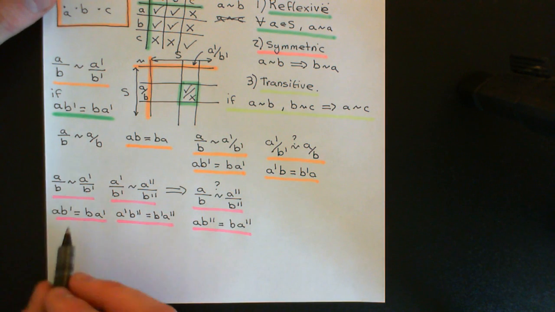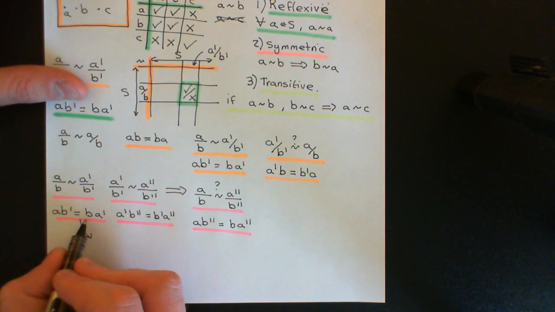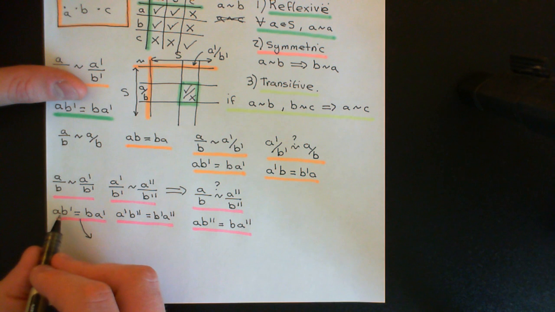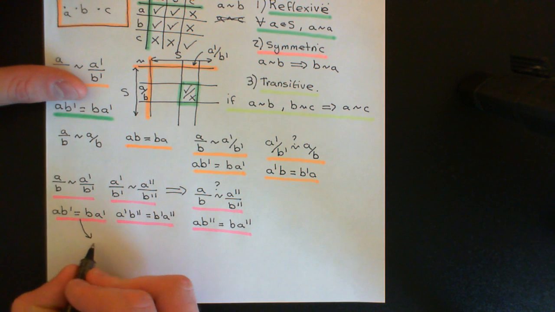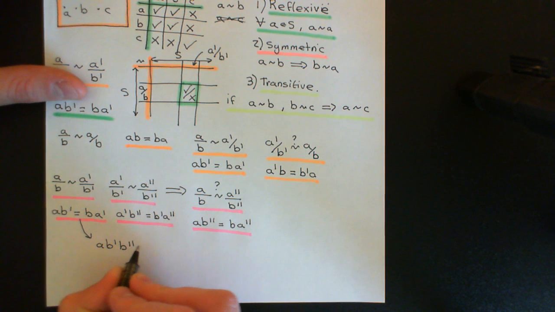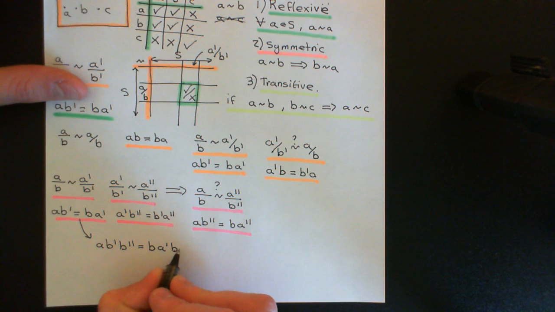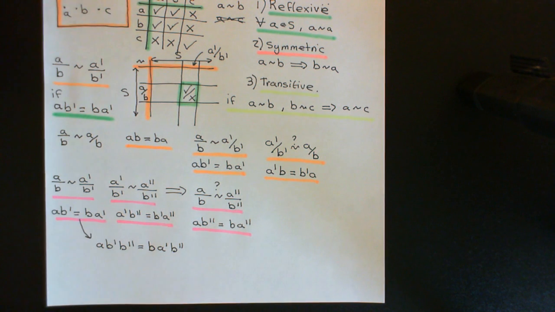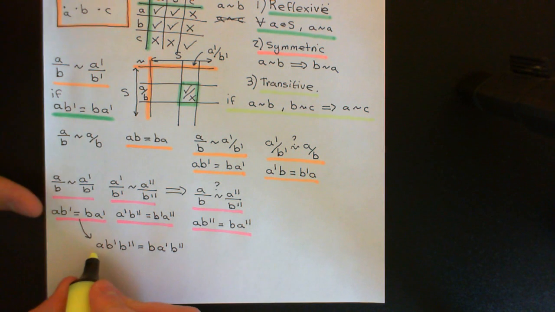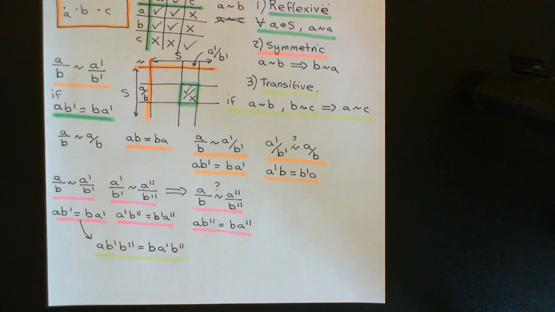What we're going to do is take this relation here. Now if this relationship is true, I can multiply both sides by, let's say, b double prime. So if this is true, it's also true that a times b prime times b double prime is equal to b times a prime times b double prime. Perfectly valid. If this is true, then this is also going to be true. I've just multiplied both sides of the equation by b double prime. So if this was equal to this, then when I multiply both of them by b double prime, it should still be an equals.